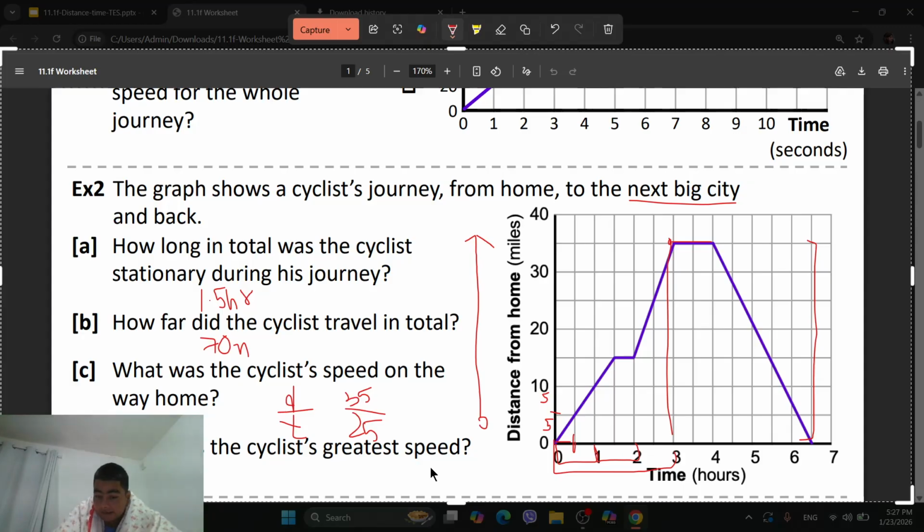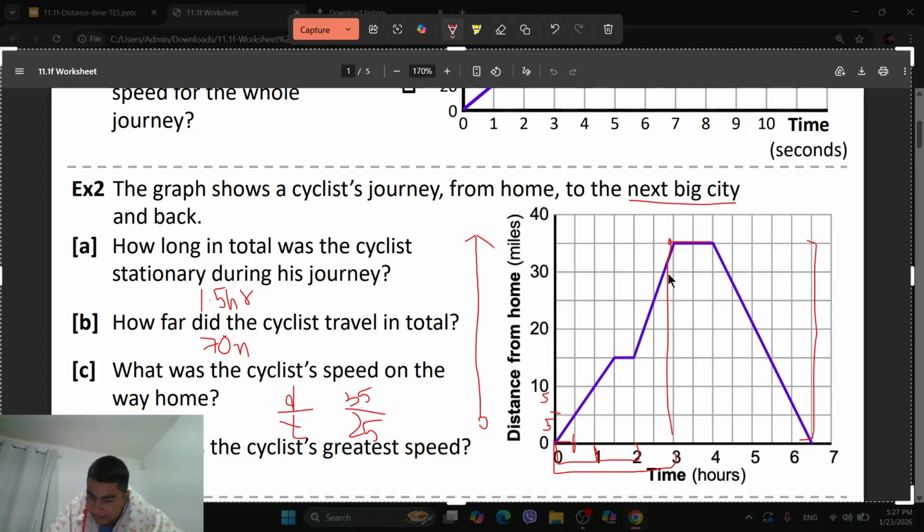So what was the cyclist's greatest speed? Like I told you before, the more straight and the steeper this is, that will represent the increase in speed, the greatest speed. Because from eyeballing it, we can tell that in 1 hour we travel.